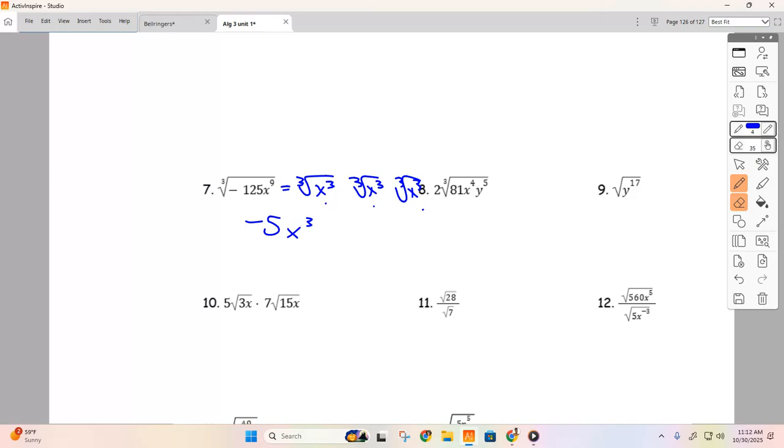Wait, if you put that in the calculator, will you get that? You'll get the -5 part, but that's it. You can't put the variables in. Not even Desmos. I can't even do this on Desmos.